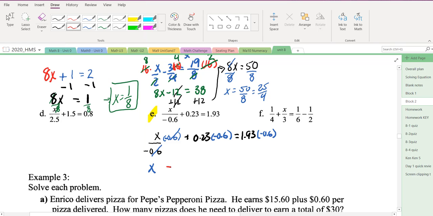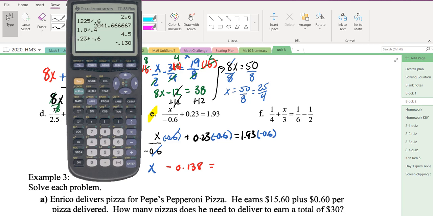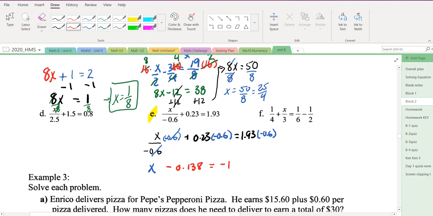So you have negative 0.138, and it equals 1.93 times negative 0.6, negative 1.158. Okay. Is that okay? Right. The hardest part is getting rid of that denominator. So you find the denominator and just multiply it through. It might be an ugly number, but that's what you get.